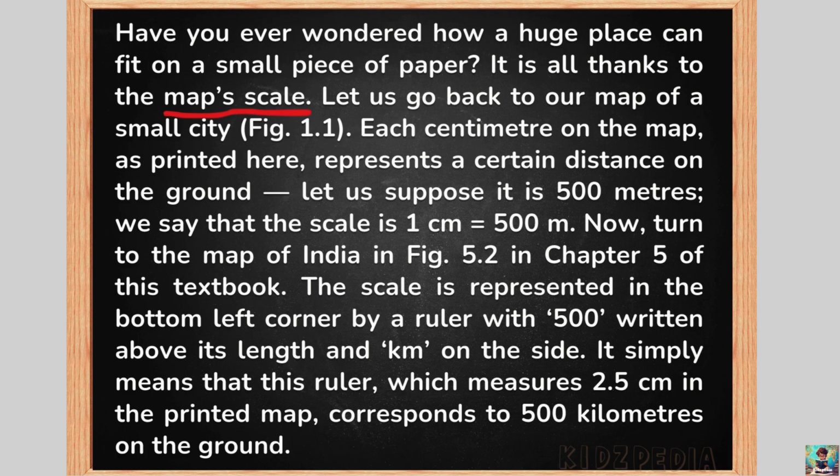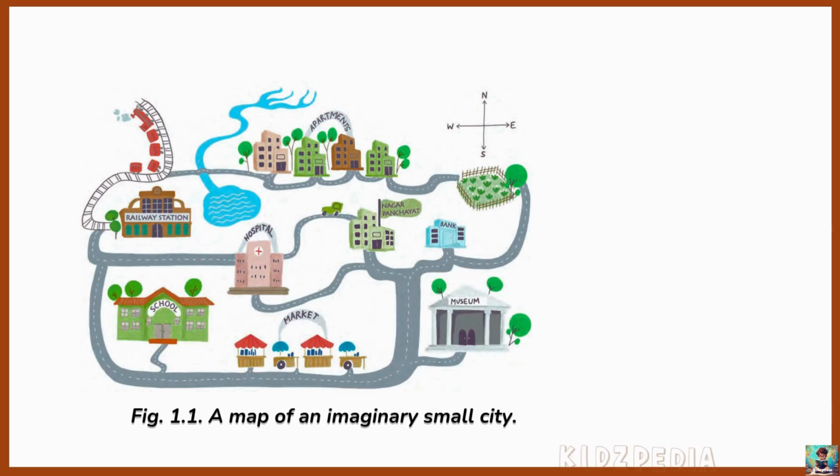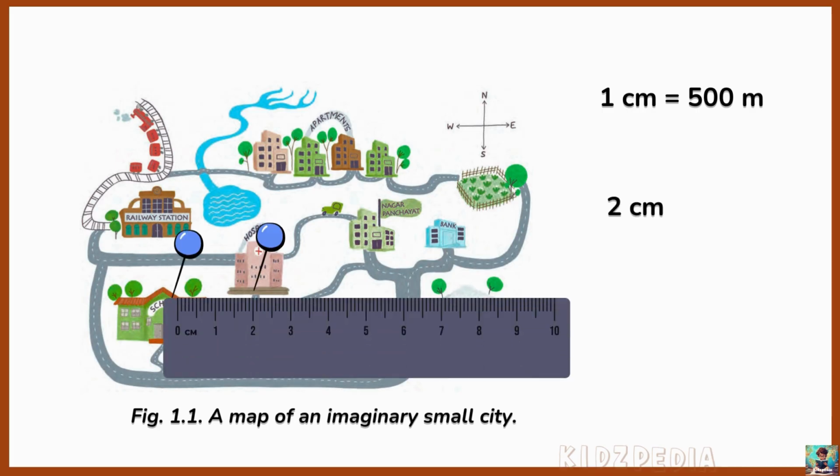A scale on a map tells us how much the distance on the map represents the real distance on the ground. In our small city map, figure 1.1, let's say 1 centimeter on the map is equal to 500 meters in real distance. So, if you measure 2 centimeters between two places on the map, in real distance it means 2 into 500, that is 1000 meters or 1 kilometer.